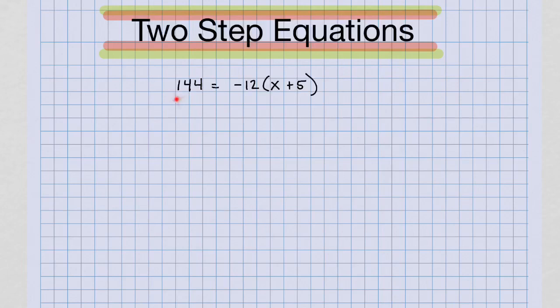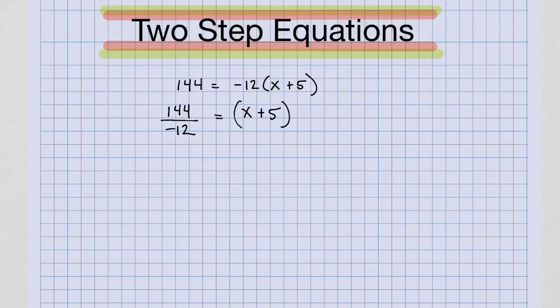All right, 144 equals negative 12 times x plus 5. So this negative 12 is being multiplied. This is a multiplication. So to get rid of this negative 12, we need to divide both sides by negative 12. So we have 144 over negative 12 equals x plus 5.